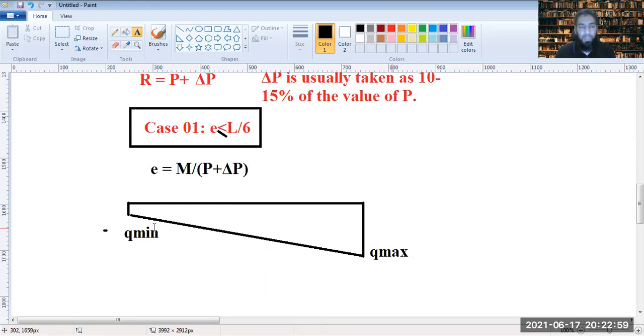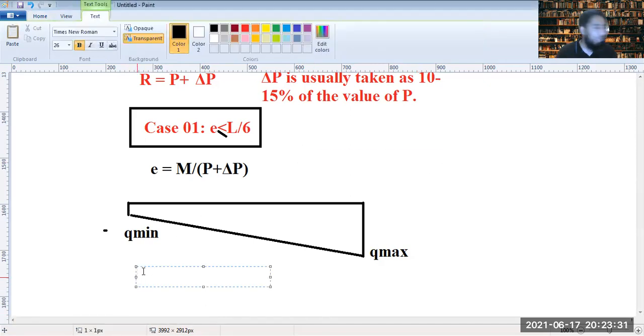So now we can say for E being less than or equal to L by 6, the total foundation is in contact with the soil. There is no uplifting of the foundation from the soil, meaning there are no stresses developing which are actually going the tensile way within the soil, or the pull out way. So how do we calculate them? First of all, the Q maximum.